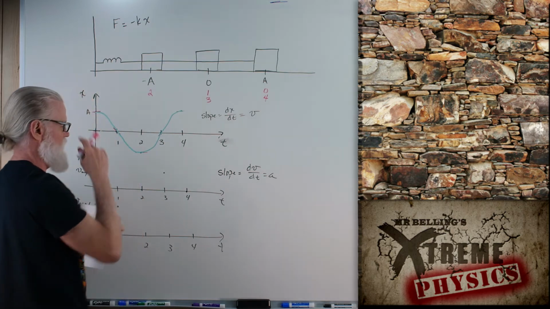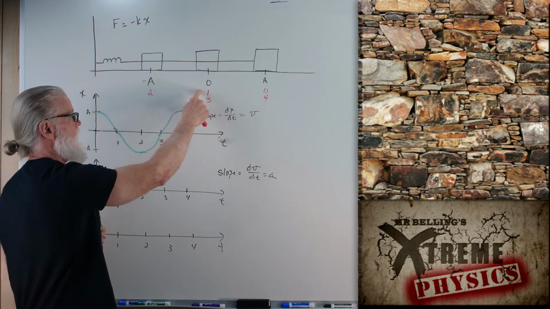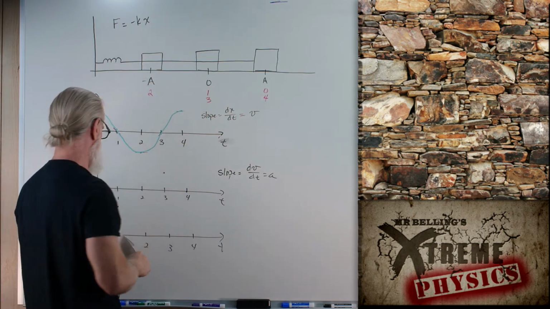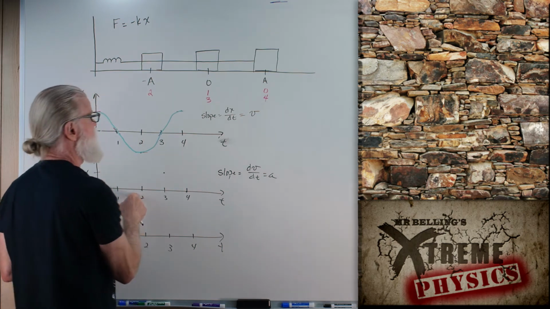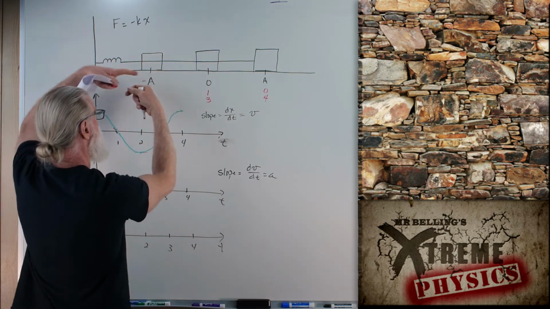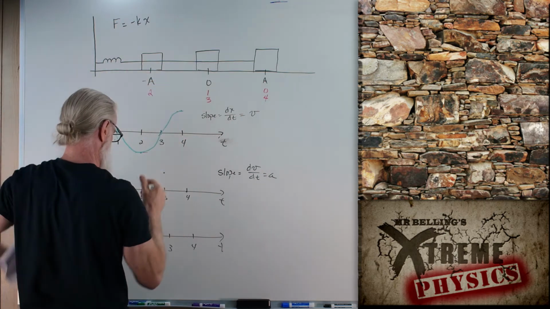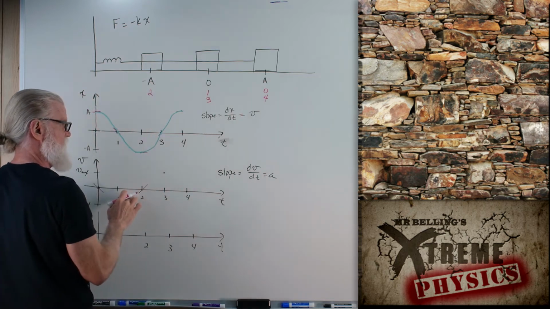Thinking about forces on this thing, right? When it gets to 1, it's in the equilibrium position, so the force is 0. Therefore, the slope is 0. And then when I get to position 2, I've got the maximum force this way. The spring is pushing it that way. So it is positive, so it's to the right. To the right is positive, so that's a positive slope.